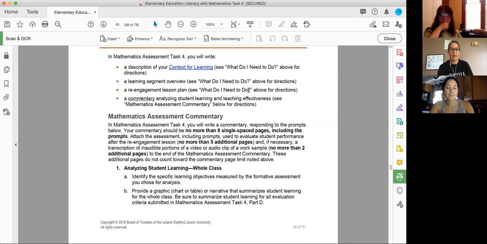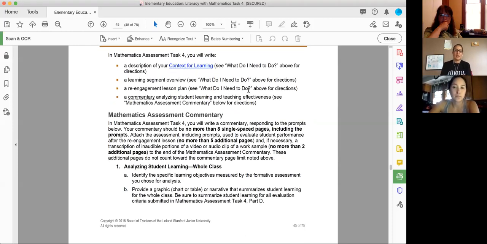Okay, so mathematics assessment commentary. It says analyzing student learning with the whole class. Okay, the whole class, like I said, you want to include all the work in your analysis, even though you're only submitting 3 work samples.